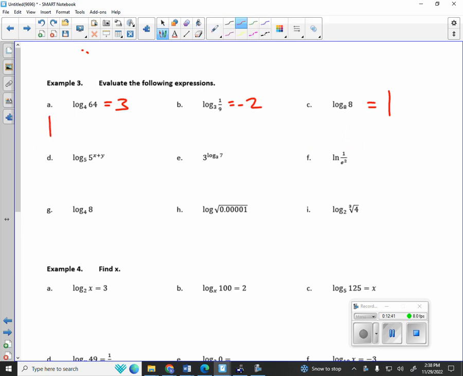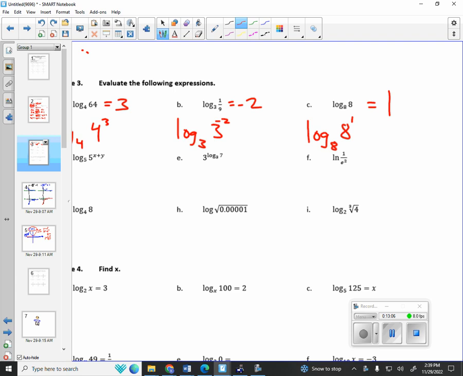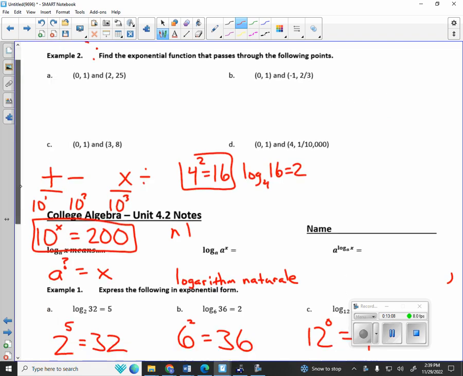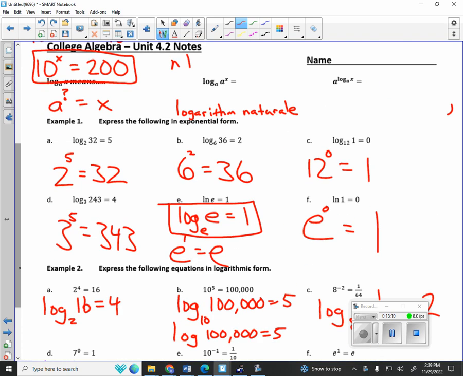I'm going to write log base 4. Does everybody agree that 64 is 4 cubed? Yes? And then I'm going to rewrite this, log base 3. Everybody agree that 1/9 is 3 to the -2? And then this is log base 8 of 8 to the first power. I'm going to keep that there, and we are going to flip back a page to write down the next part of our notes that we need. Okay?